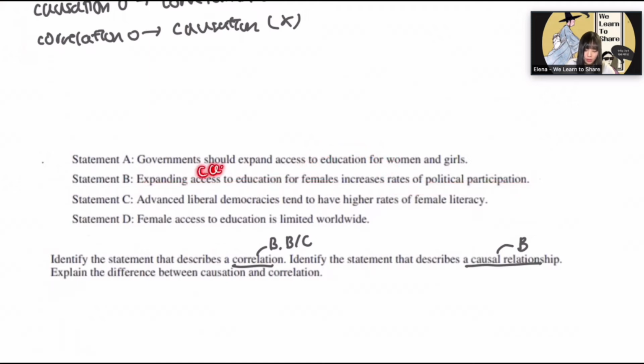So this would be the cause of the increased rates of political participation. So statement B clearly describes a causal relationship, and because it describes a causal relationship, it will definitely describe a correlation also, right? But over here, C, advanced liberal democracies tend to have higher rates of female literacy. This does not guarantee 100%, right? So there is a relationship. It tends to have higher rates of female literacy. That is right. So it describes a correlation, right? So it applies to the statement that has a correlation, but it does not describe a causal relationship because it is not 100% guaranteed. It's just the word that it tends to have it.